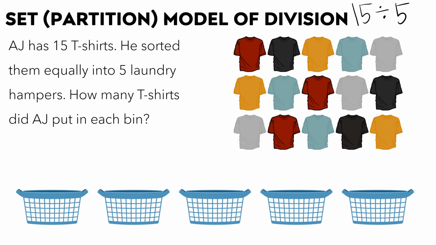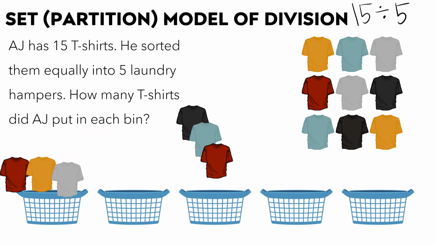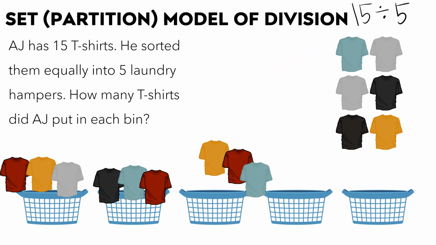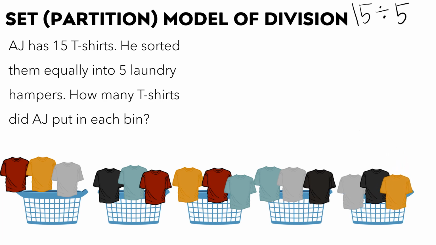If you were doing this with your students, you would probably want to sort these one at a time. But since you already know the answer, I'm going to go ahead and split these up. So we have 3 going into the first bin, 3 going into the second bin, 3 in the third, 3 in the fourth, and 3 in the fifth laundry hamper. The set or partition model of division, again, views the divisor as the number of groups that you're breaking it down into, and your task is to figure out how many objects are in each of those groups.